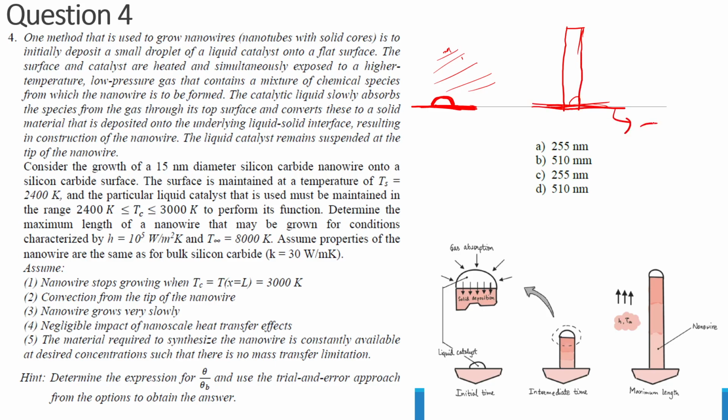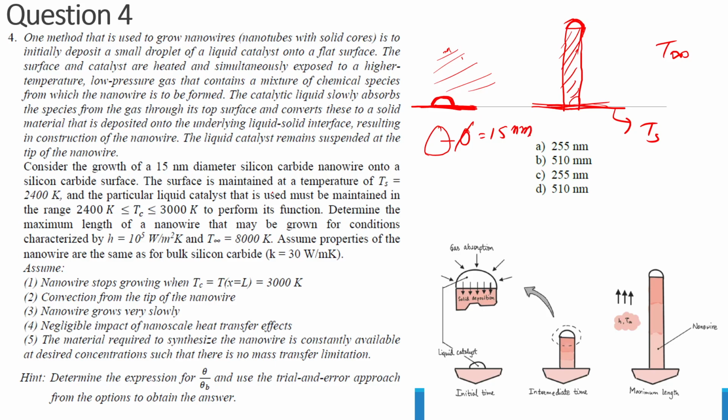So this was at some fixed temperature Ts, we will be having some ambient temperature T infinity, and this material gets deposited in order to form the nanowire. And the liquid catalyst remains suspended at the tip of the nanowire. So over here there will be this liquid catalyst. And then we have considered the growth of a 15 nanometer diameter silicon carbide nanowire onto a silicon carbide surface. So the diameter of this is given as 15 nanometer.